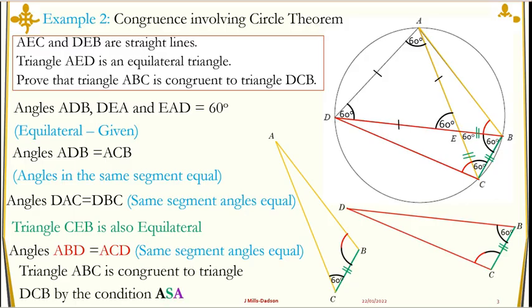That's how I would like to prove this question using circle theorem. So angle, side, angle is the postulate that I'm using to prove that these two triangles are congruent.